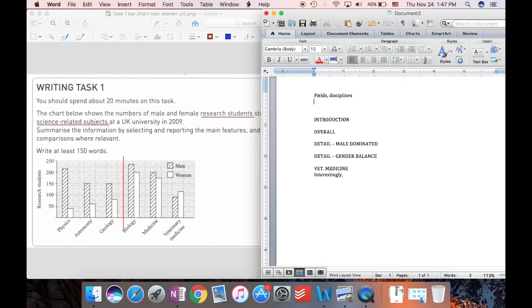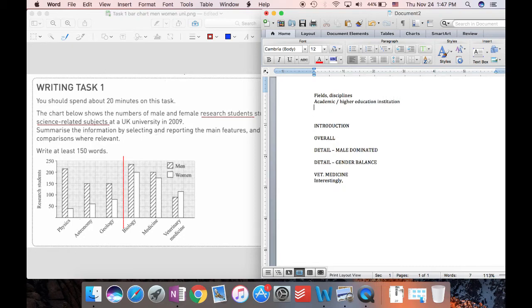You could maybe talk about postgraduates, but it's not clear from the graph. They're probably postgraduates, but not quite sure. University, synonyms for university, you could say academic institution, or you could say even a higher education institution, possibly even a college, but a college is more kind of American English.